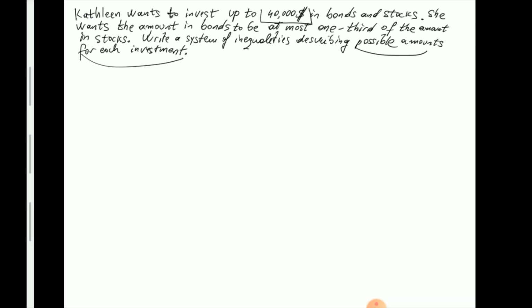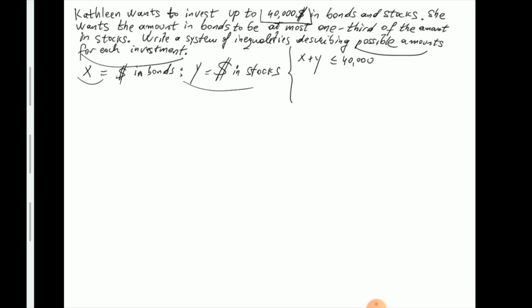As before, let's denote the variables. Let's say X is the amount of money, the dollars in bonds. And then Y is the amount of money in stocks. Very important to write down the meaning of the variable, because you need to translate the conditions given this meaning, right? So what is the system then to solve? Well, she doesn't have more than $40,000. So that means the sum of the investments, X plus Y, should be less than or equal to $40,000.